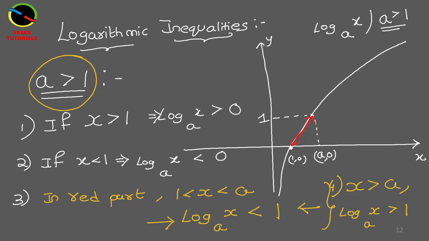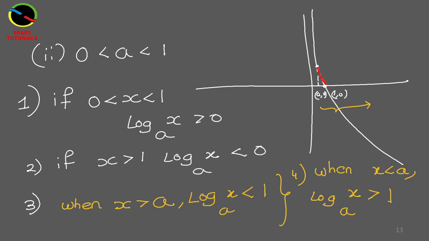Just to revise, if a is greater than 1, and x is greater than 1, see from the graph, log x base a is greater than 0. Similarly, when x is less than 1, log x base a is less than 0. And in the red color graph, when x is less than a, log x base a is less than 1. When x is greater than a, log x base a is greater than 1. Similarly, in the second one, the same inequalities follow. We can just derive them from the graph itself.